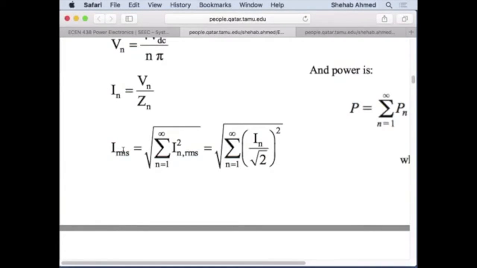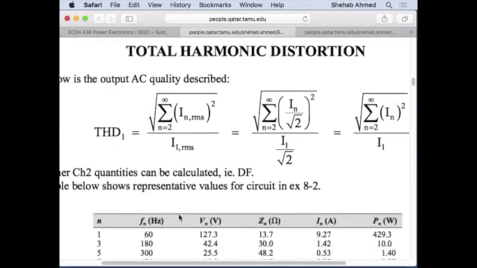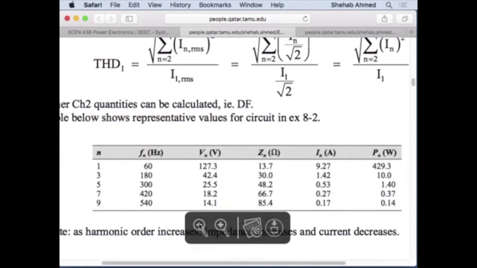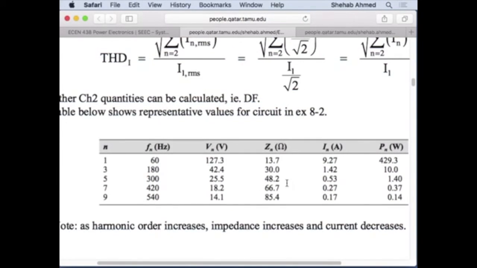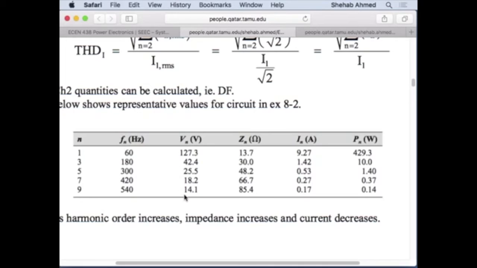So how much is that? It depends on the shape of the waveform. So it can be up to the 5th harmonic, 7th harmonic, 9th harmonic, whatever. You will be told, for example, if you're asked to do that. So here they do this for us, and they do the calculations for that square waveform up to the 9th harmonic. So there's the frequency, the voltage harmonics, the impedance at the various harmonics, the current, and obviously you see this is a lot smaller than the 9.27 fundamental, right? And then the power at the corresponding harmonic, right?